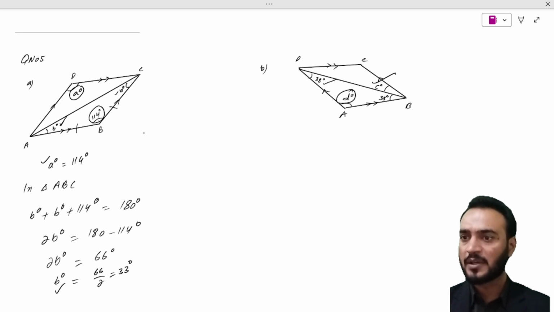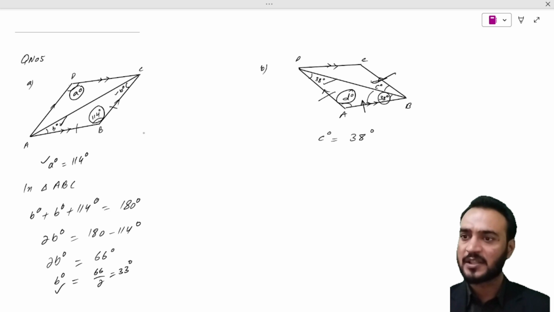But as you know, in a rhombus all the sides are of equal length. So AB is equal to AD. So the opposite angles, this angle is also equal to 38 degrees. And there is another property that the diagonal in a rhombus bisects the interior angle. So if this half angle is equal to 38 degrees, then this remaining half, which is represented by c degree, is also equal to 38 degrees. So c degree is equal to 38 degrees very clearly.